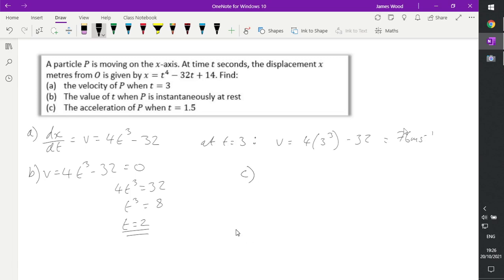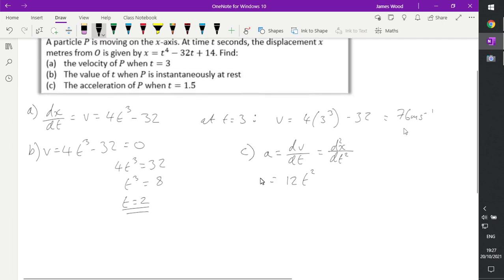Part C. The acceleration when t is 1.5. So remember, to find the acceleration, I need to differentiate the velocity. I suppose I could write it as the second differential of displacement, because I need to differentiate displacement twice. So differentiate once to get velocity and then do it again. But basically I'm going to differentiate this here. So that would be 12t squared.